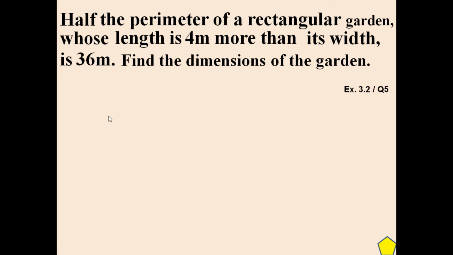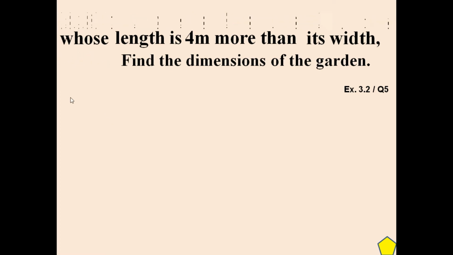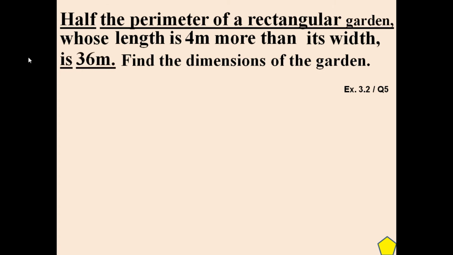So I'm breaking this sentence into two parts. Please observe. Look at now only the underlined portion. It says half the perimeter of a rectangular garden is 36 meters. So this is the main clause of the complex sentence, wherein this is the subordinate clause which has not been underlined. So first I'm interpreting only the main clause.